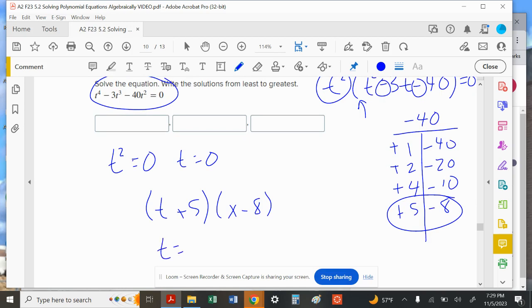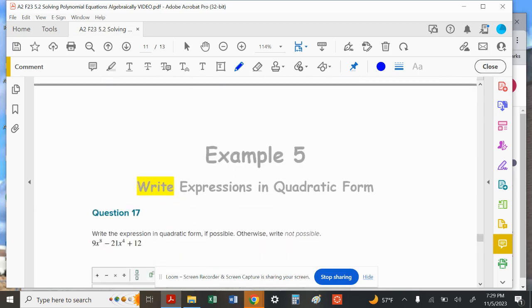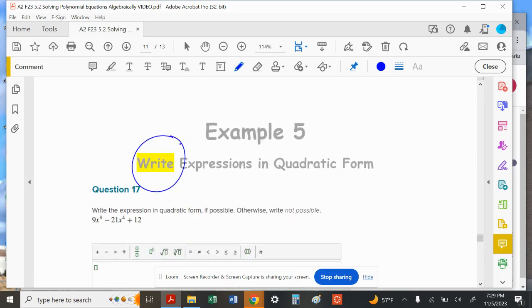This gives me t equals negative 5. And I don't know why I put an x. This gives me t equals 8. They tell you to put it in order from least to greatest. So negative 5, 0, and 8. Okay. This next problem is a little easier. We're just writing expressions in quadratic form.